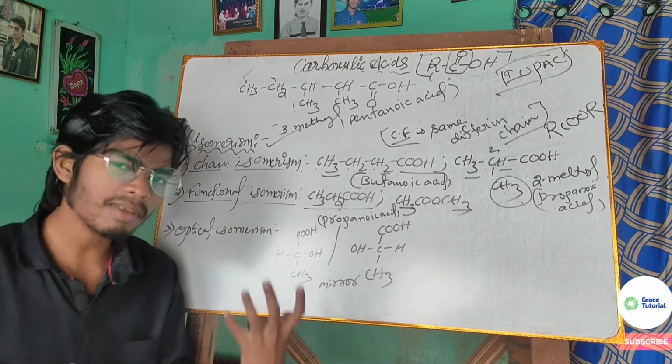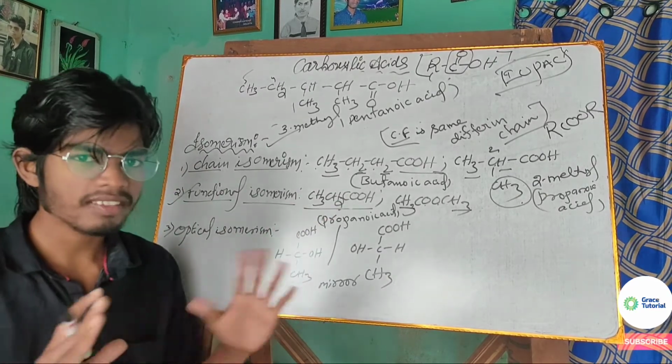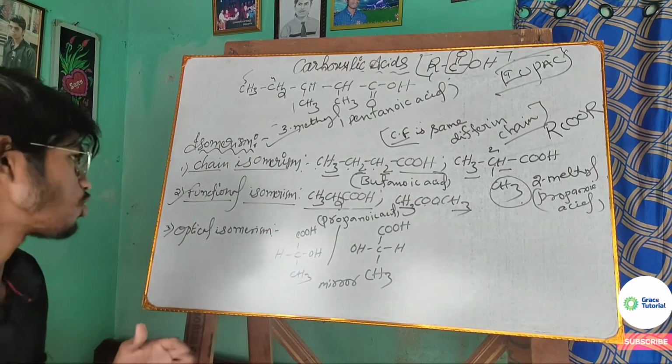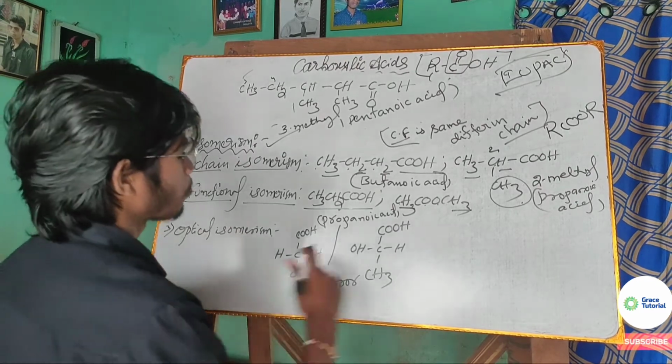The compounds having the same chemical formula but differing in their functions. The chemical formula should be the same, otherwise that cannot be called isomerism, because iso means same, meros means parts, so the same equal parts should be there.